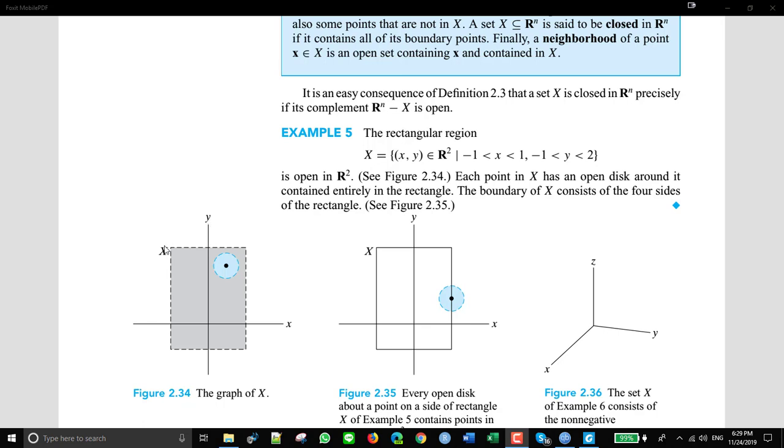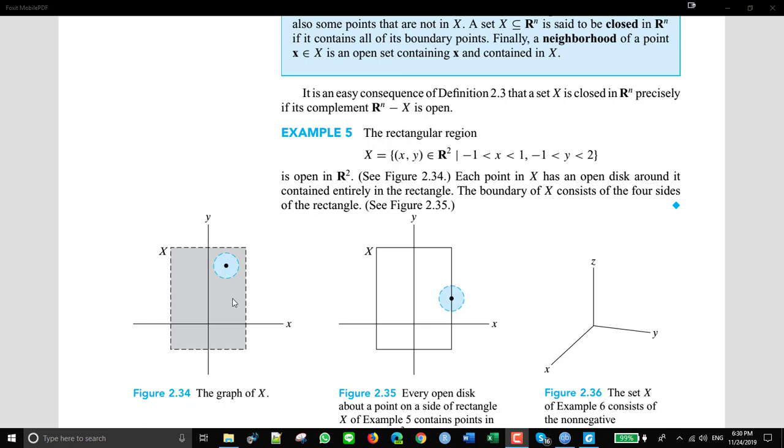Okay, so let's take an example in R2. And suppose our set that we want to know whether we're going to call this set X open or closed. So here we have this set X. It's a subset of R2. It happens to be a rectangular set. And the dashed lines mean that the border is not included. So are we going to call this open or closed? Or a set doesn't have to be one or the other. It could be neither.